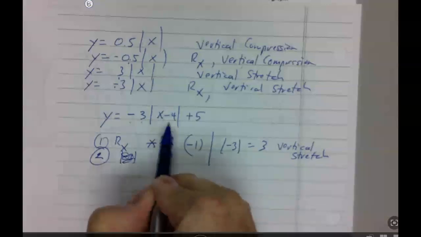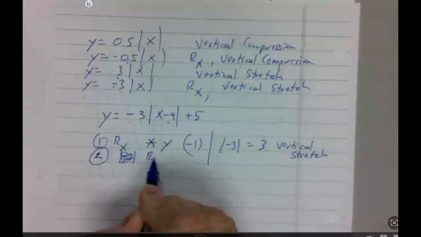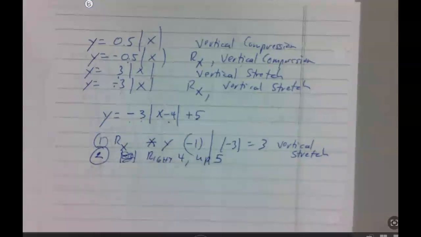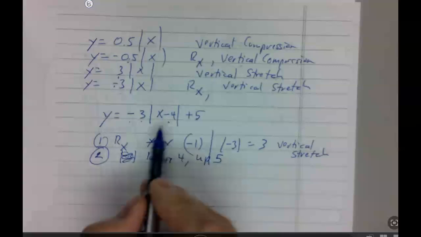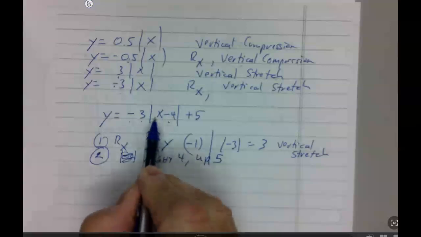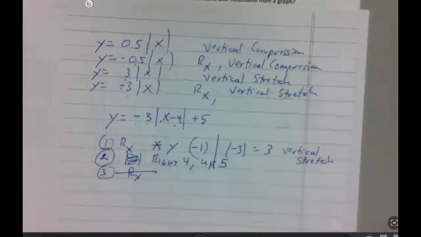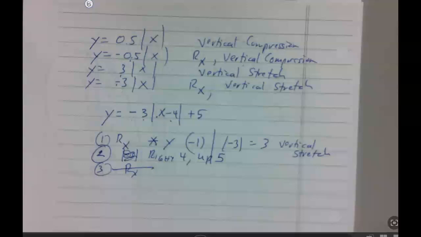Now, everybody agree with me, right 4, up 5. Yes or no? Is there a negative in front of the x? No. No, so that's it. That means there's no reflection across the y. Is that helping now? Yeah.